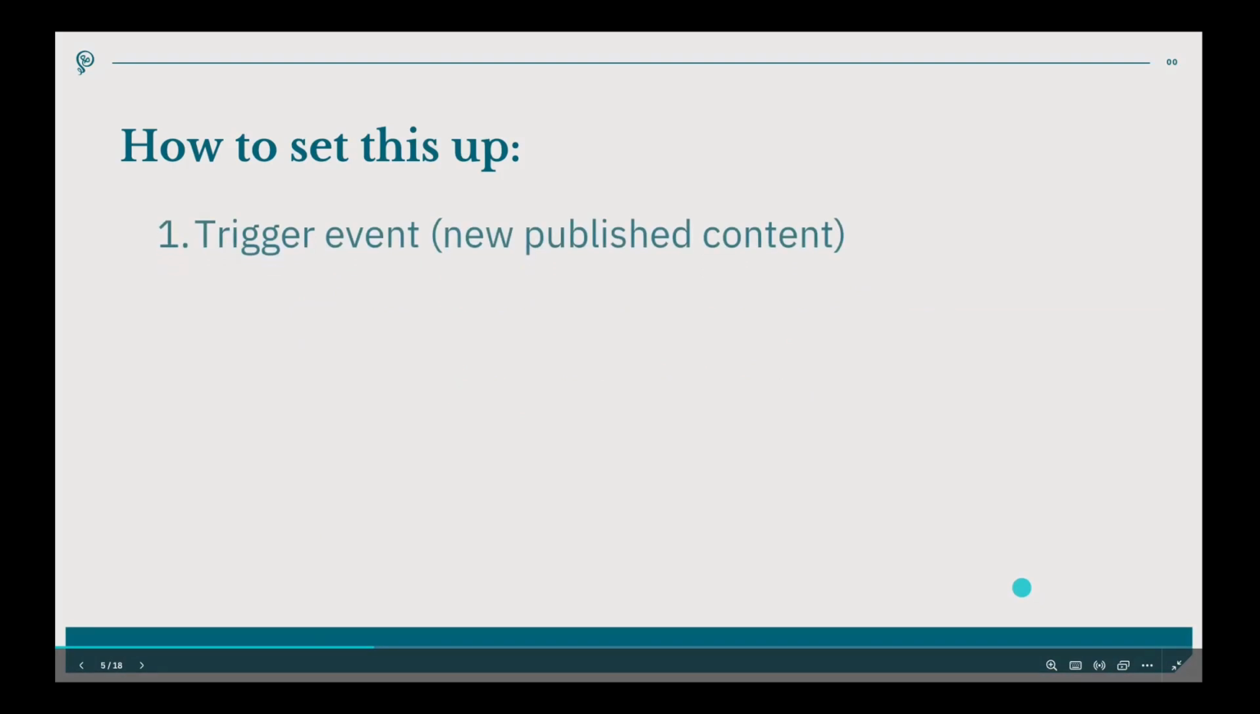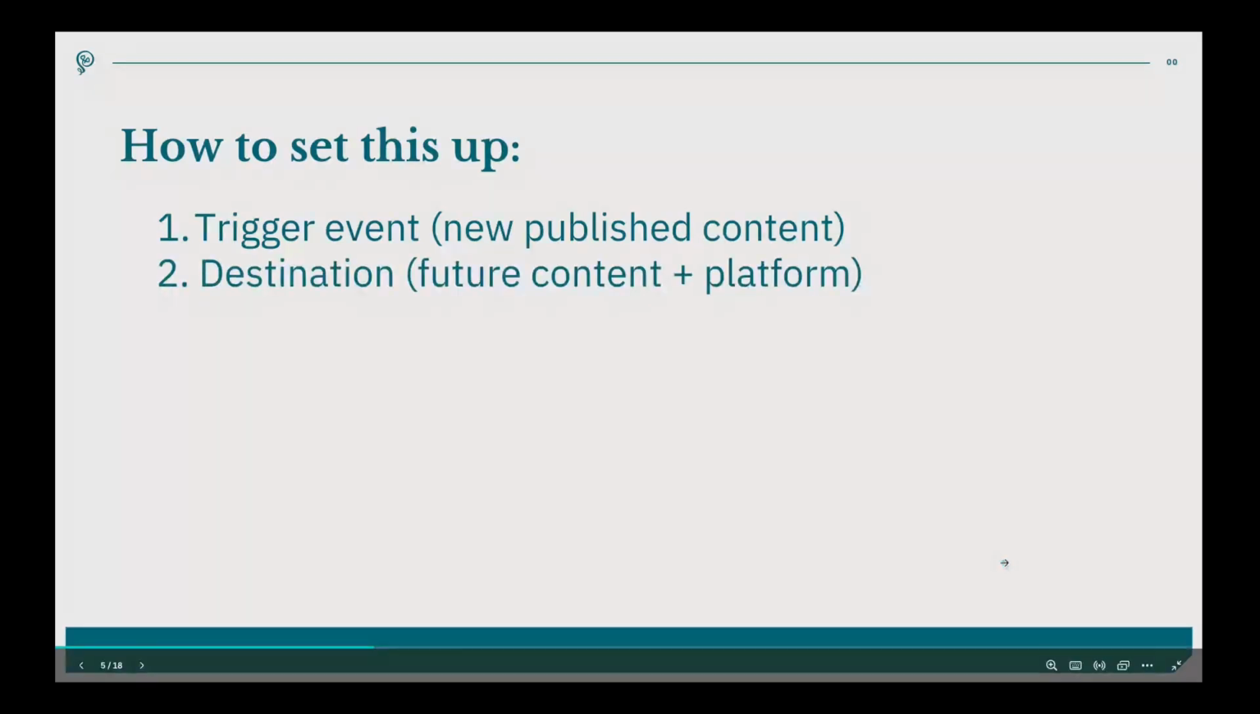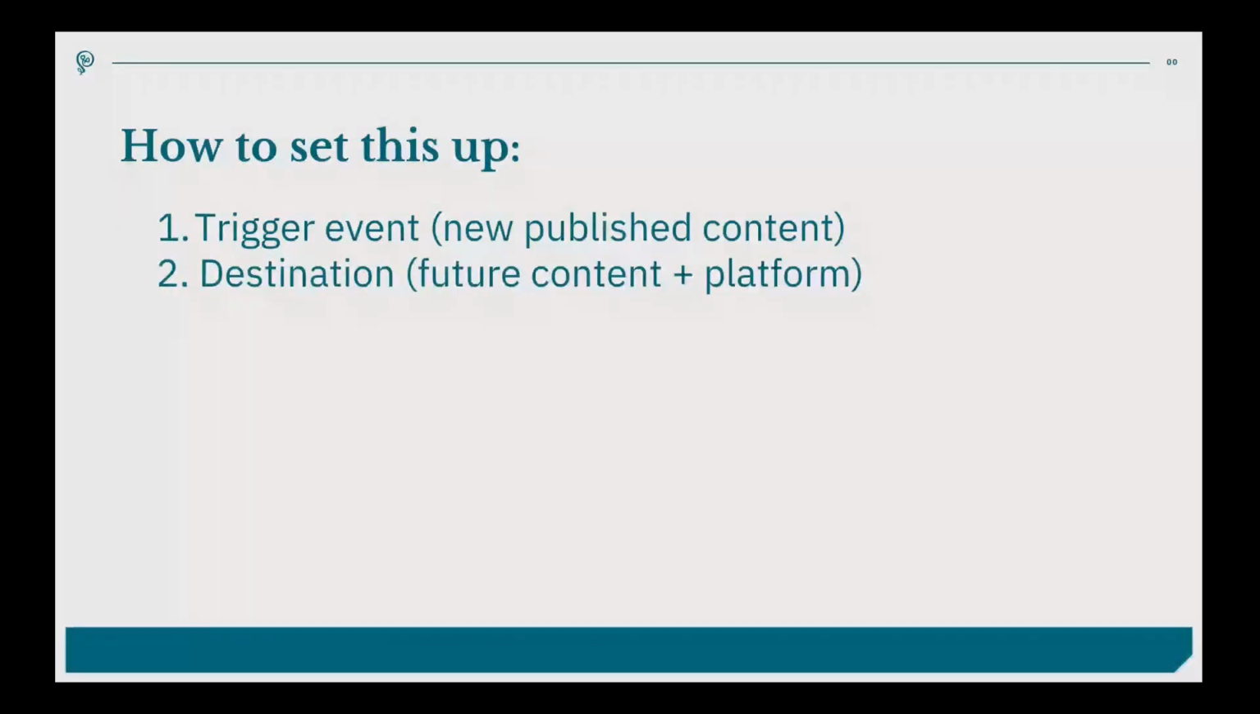First of all, you have a trigger event, which is some piece of content that you have already published. That might be a new blog post or a new video or some other piece of content you've created. That's your starting point. Next, you have to think about the destination. Where do you plan to republish this content in the future in a different format? That might be republishing it to a single platform, or you might be republishing it on different platforms in the future.